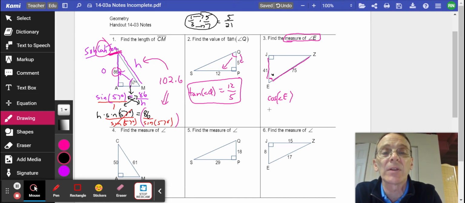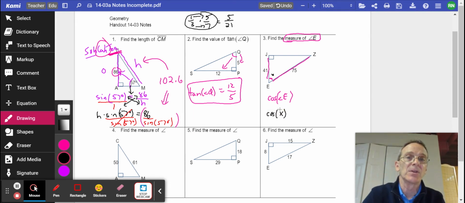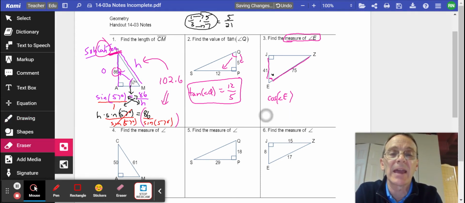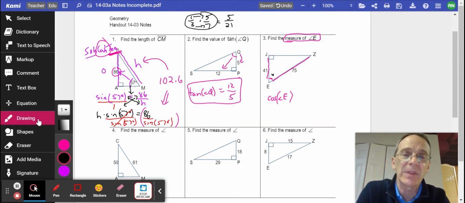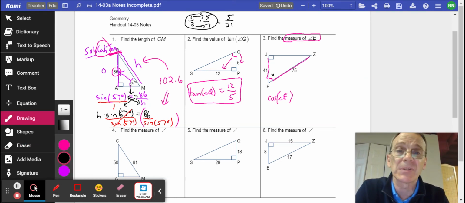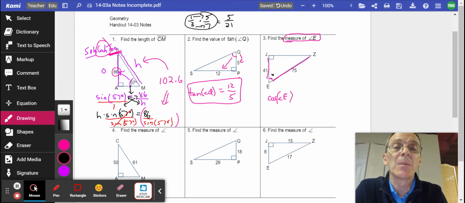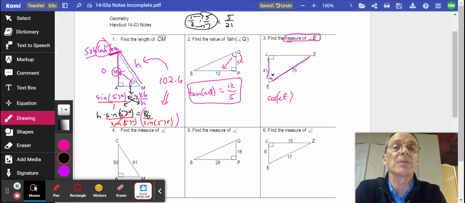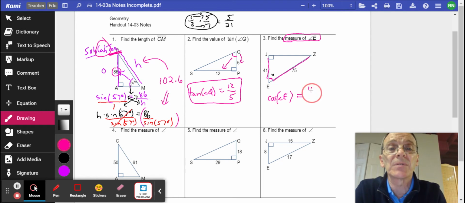Any variable you want, call it x, and then say cosine of x, because x now you've invented to represent the measure of the angle. But why invent a variable like x when we already have a name for the angle E? Let's just use the letter that's already there. But I like putting in the angle symbol there, just to reinforce to myself I'm putting an angle in here, something that represents an angle size. And the cosine of angle E is the adjacent over the hypotenuse, which is 41 over 75.